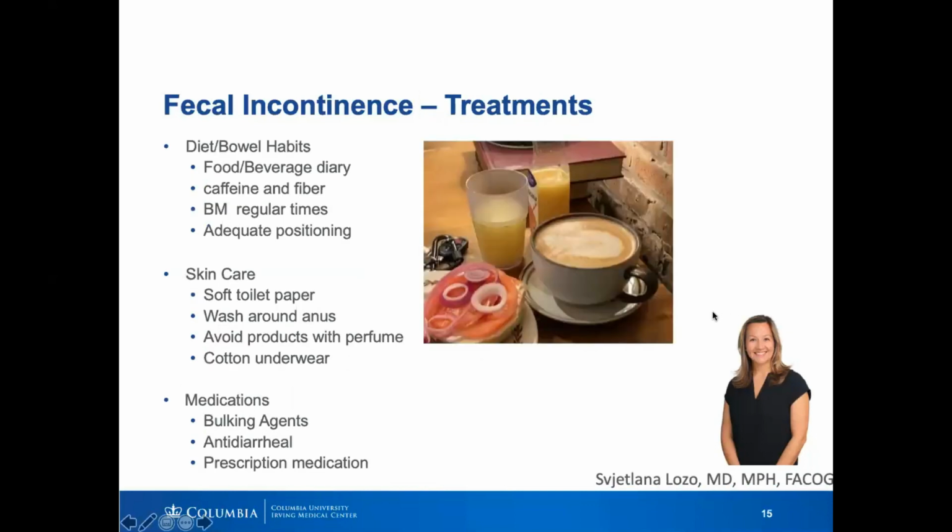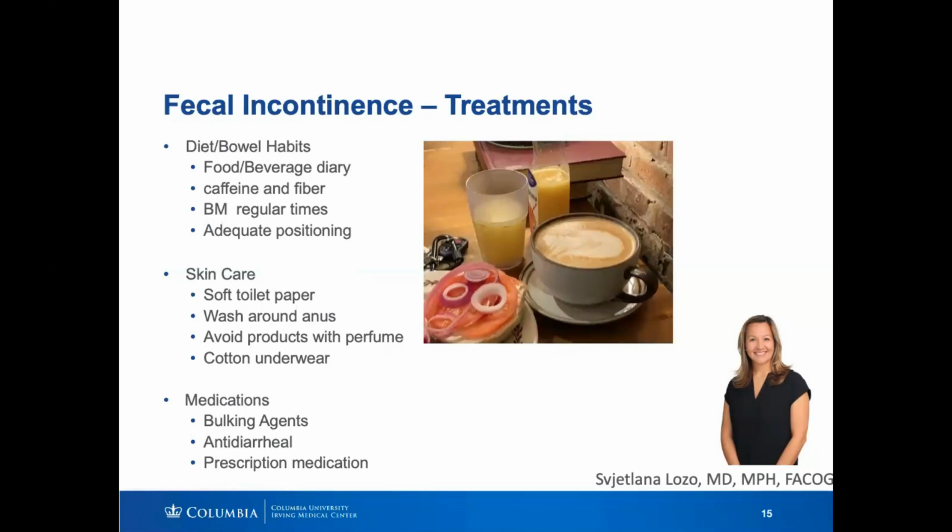There are multiple treatment options for fecal incontinence. Today, we're going to be centering mostly on conservative treatment options. However, there are multiple surgical options as well. First, a conservative treatment option that we're going to be talking about is diet and bowel habits.